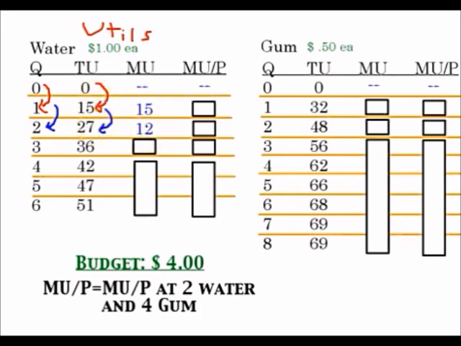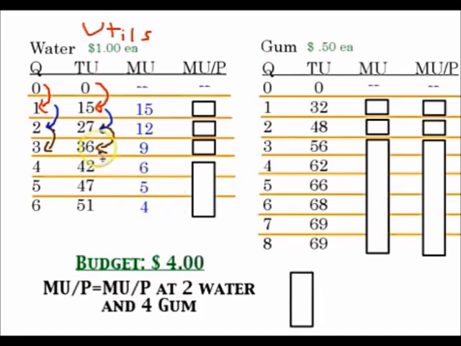As I go from my second bottle of water to my third bottle of water, I'm going to see yet another change. So I want to measure the change in total utility going from one to the next. So as I go from my second bottle of water to my third, 9 additional units of satisfaction are gained. And if we go from 36 to 42, 6, 42 to 47, 5, 47 to 51 is 4. So my fourth bottle yielded 6 units of utility, and my fifth bottle yielded 5 units of utility, and so on.